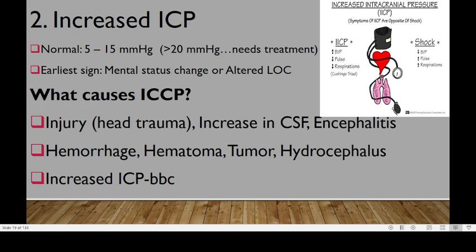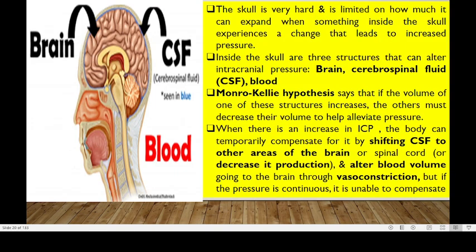For your information, the main symptoms of increased ICP are actually a complete opposite of the symptoms in shock. In shock, we expect to have decreased BP, increased pulse and respiration as they try to compensate. But in increased ICP, we're going to have increased BP and reduced pulse and reduced respiration, what we commonly refer to as the Cushing triad.